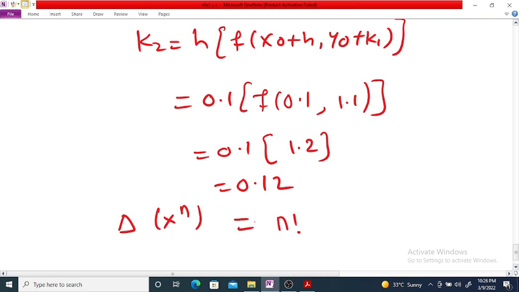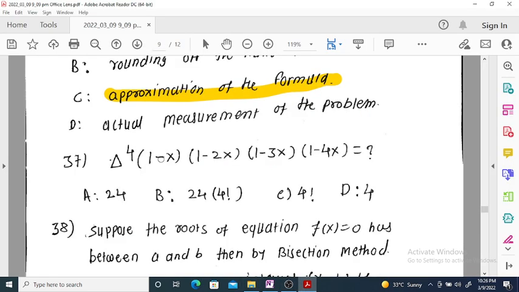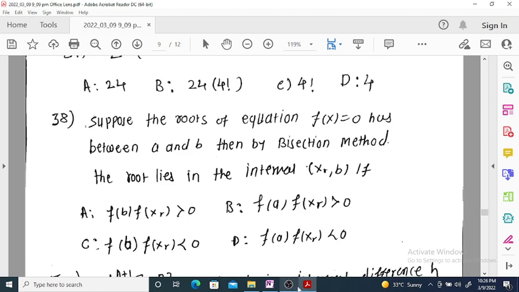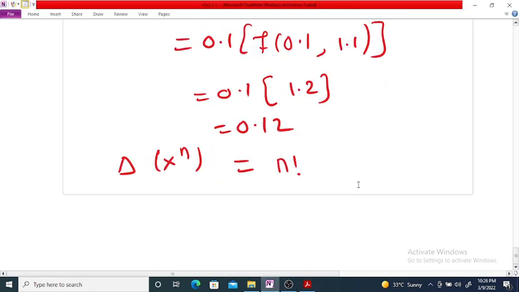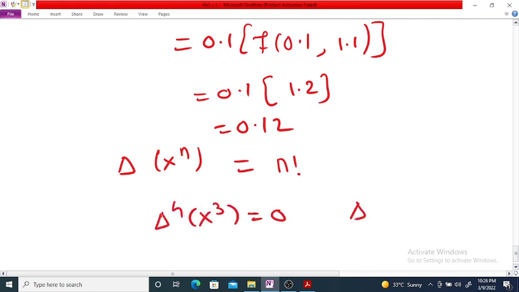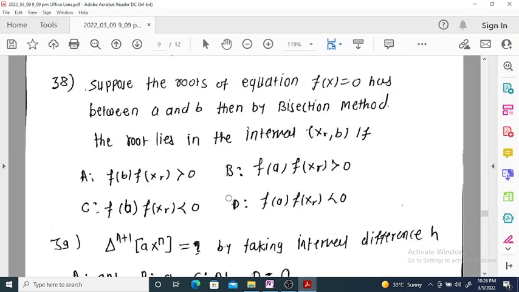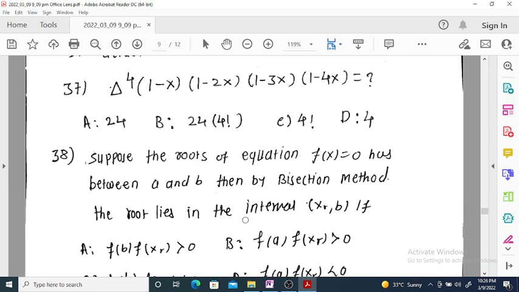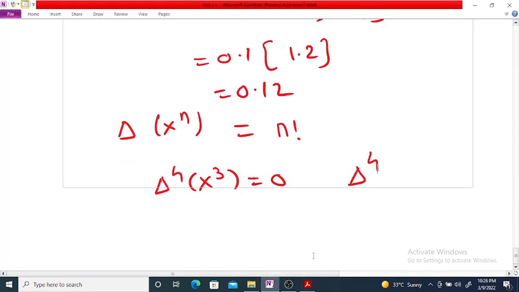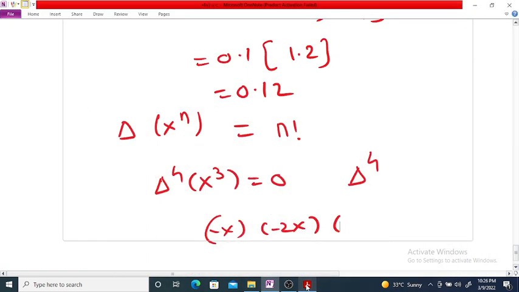But what is the largest coefficient? If it is delta raised to 4 of x cube, then this is 0. But for delta raised to 4, just think about the power of the 4th term. What is the 4th power term here? The largest 4th degree term is minus x, minus twice x, minus thrice x, minus 4x.